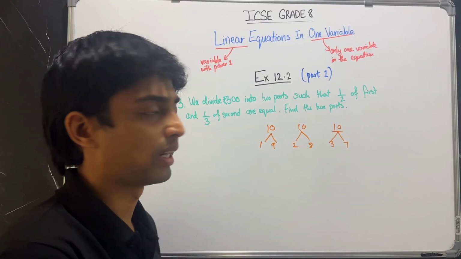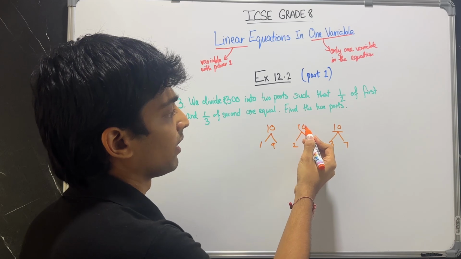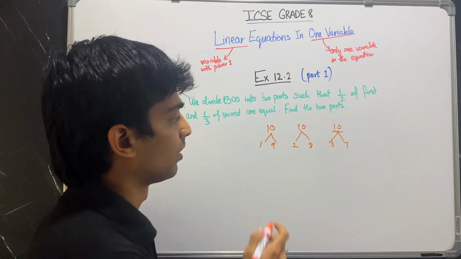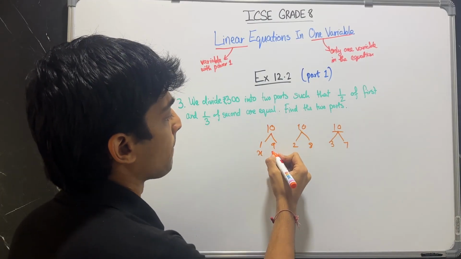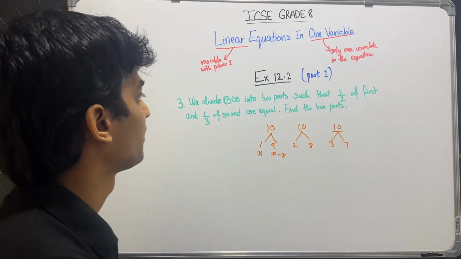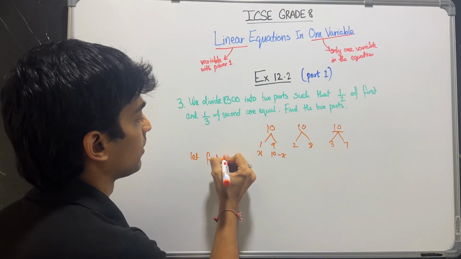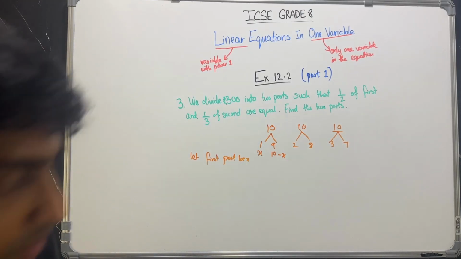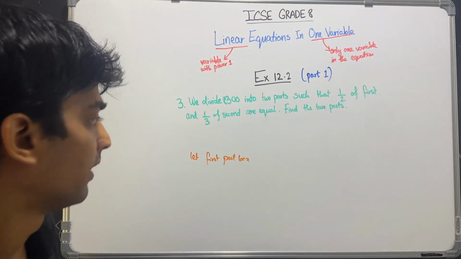This means if the first part is something, then we can get the second part by just subtracting it from 10, which is 10 minus 1. First part is 2, second part we can get by subtracting 10 minus 2. So 10 minus 2, 10 minus 3. So if the first part is x, the second part will be 10 minus x for everything. So here we can do the same thing. Let the first part be x.